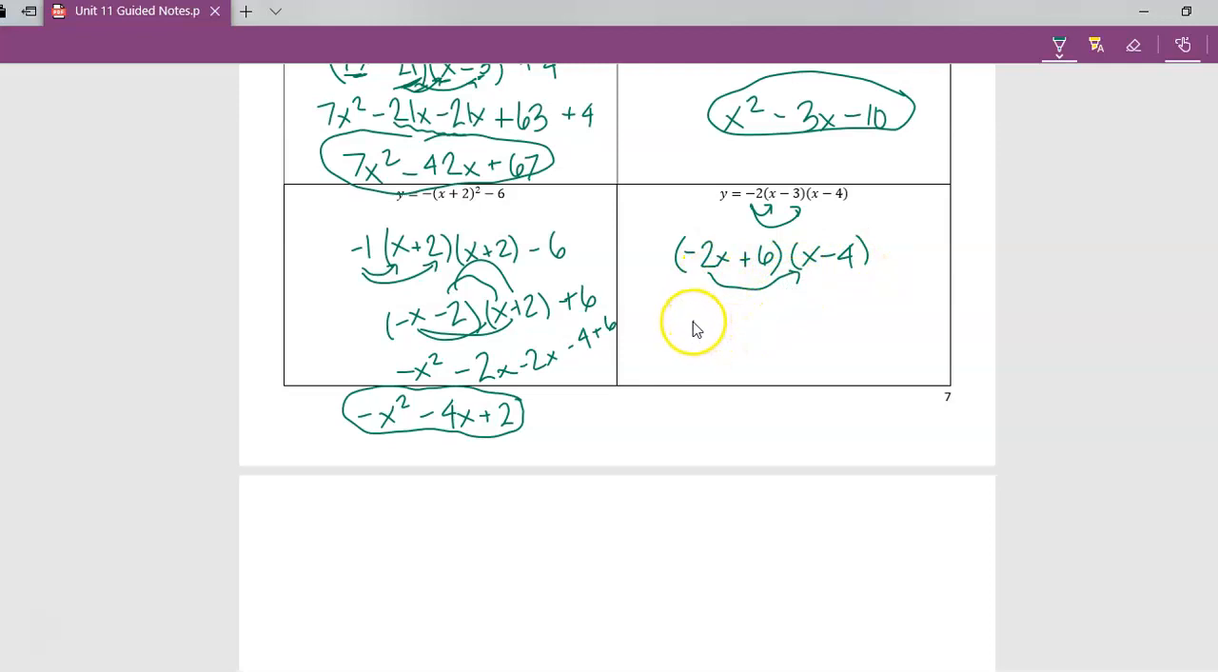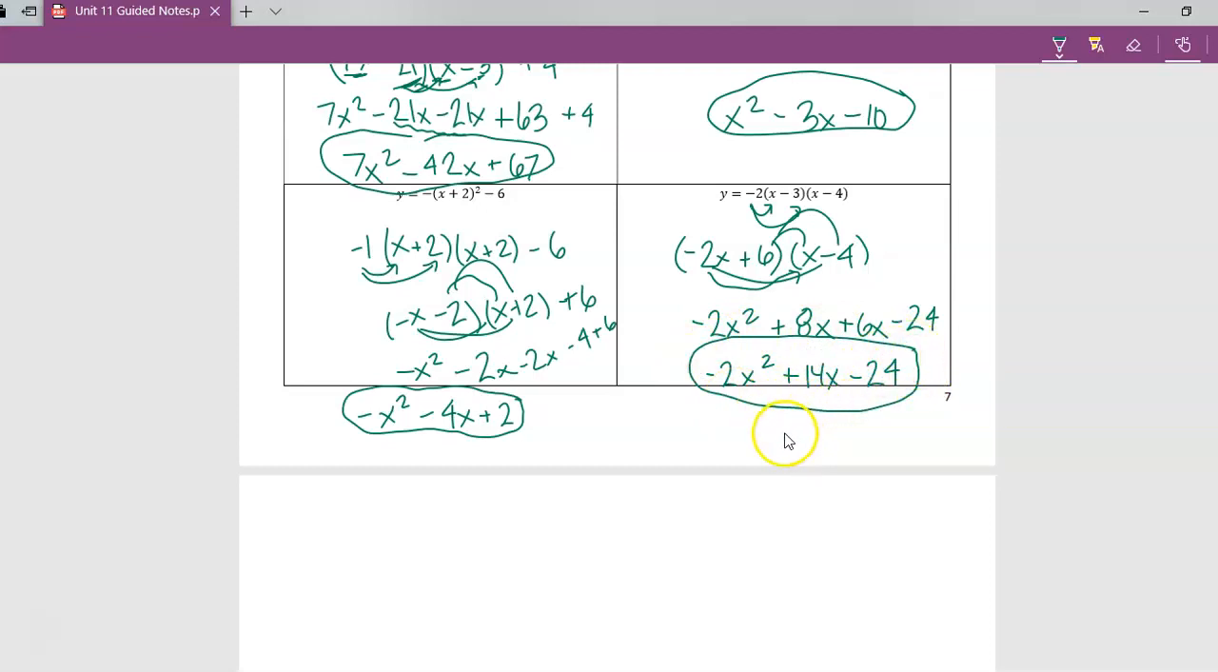So -2x times x is -2x squared. -2x times -4 gives me +8x. 6 times x gives me +6x, and then 6 times -4 is -24. And then just simplify, combine like terms. 8 plus 6 is 14x. Okay, so remember they have to be like terms in order to combine them.